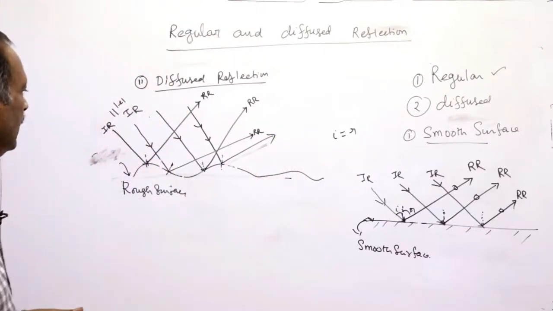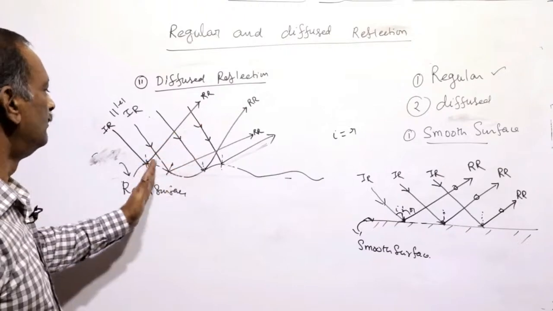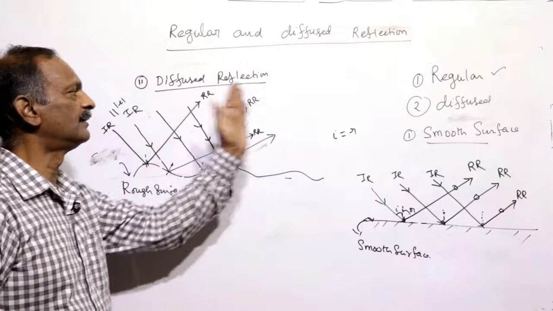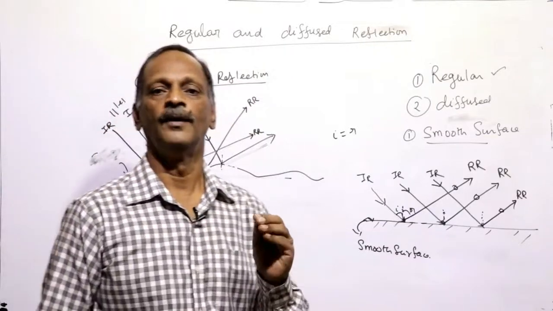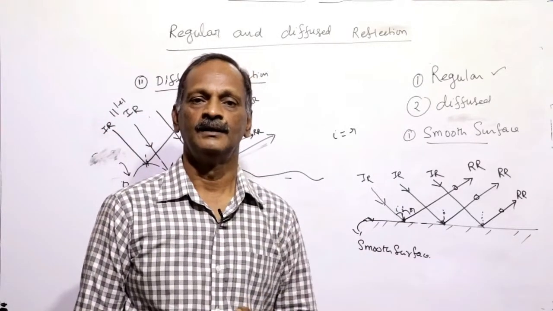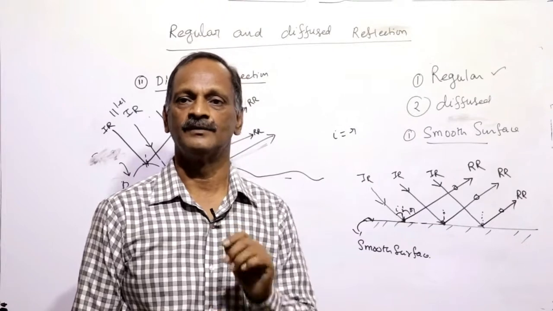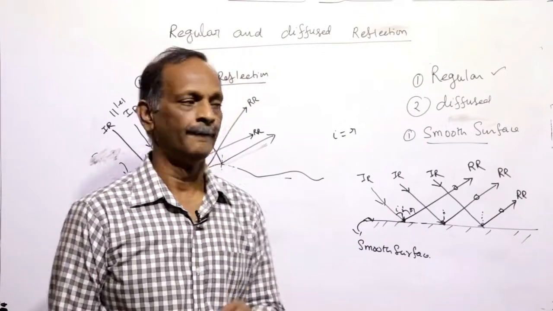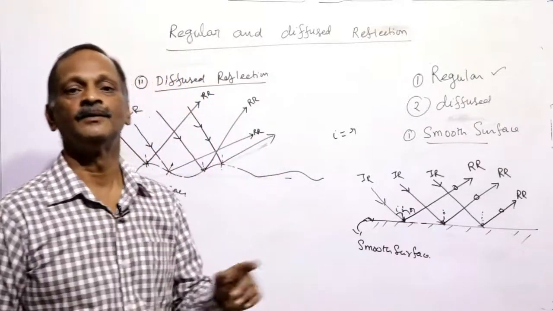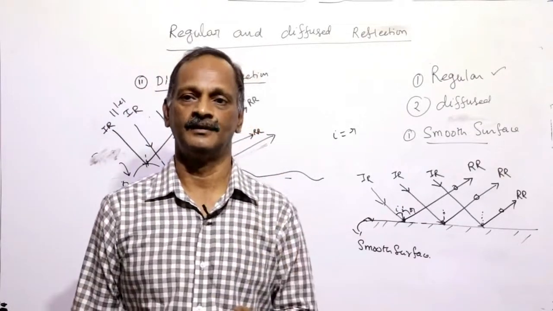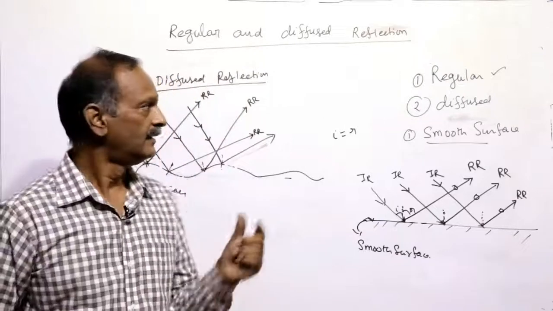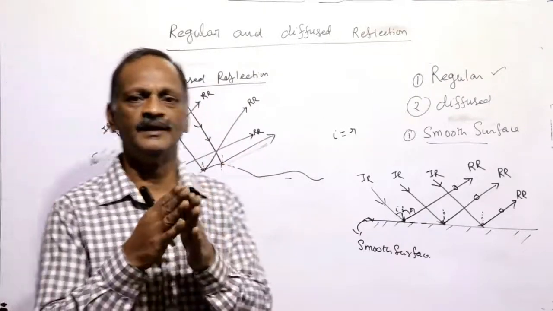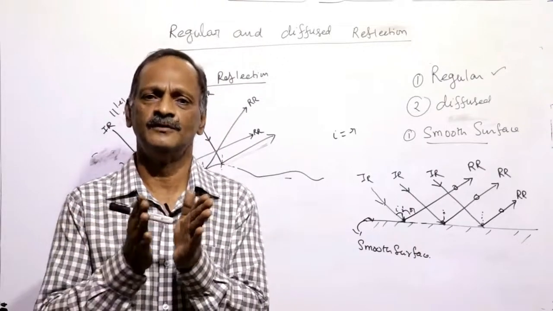So all the incident rays are parallel, but the normals at the rough surface are not parallel, hence the reflected rays are also not parallel. This kind of reflection on a rough surface is called diffused reflection. So parallel incident rays will not go parallel as reflected rays. Some rays will be concentrated at certain points, and some concentration will be more.